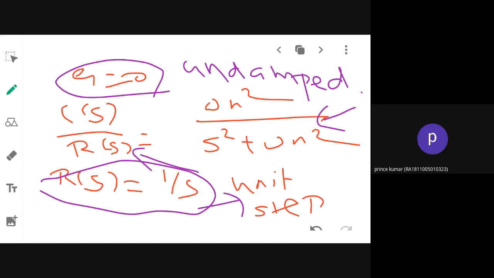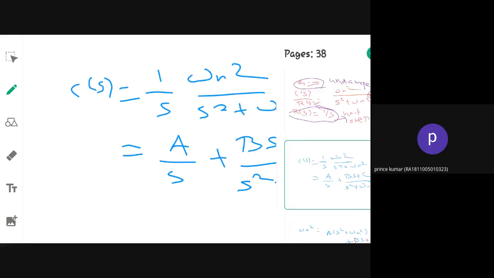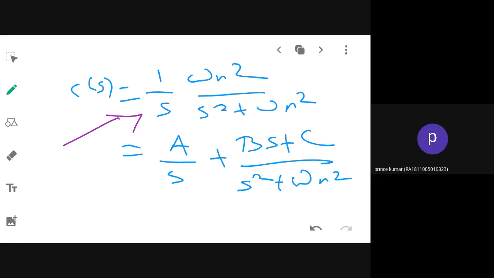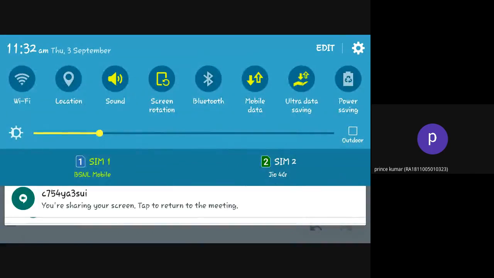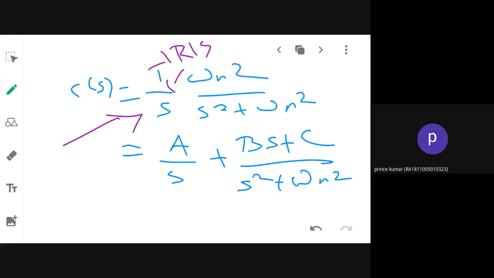Okay, now here I have substituted R of s. This is my R of s that I have taken to the other side. Now as usual I have to take partial fraction expansion. So I have to find out the three constants A, B and C. You derive and tell me what are A, B, C.